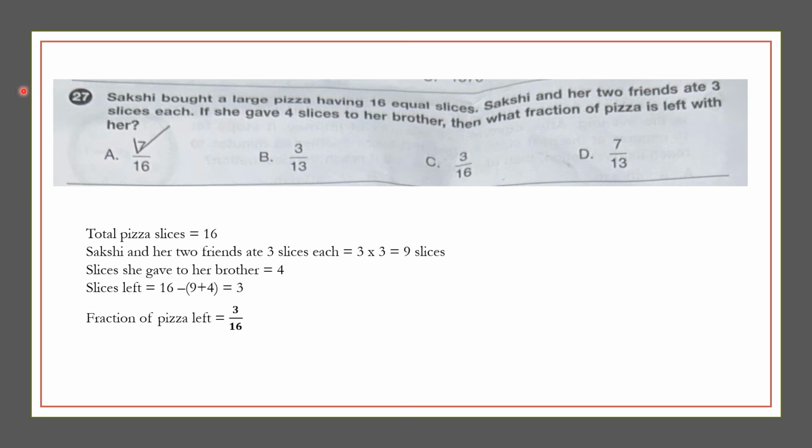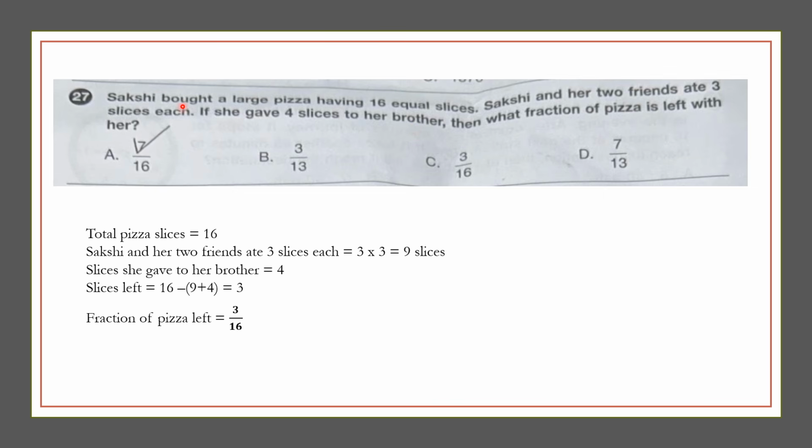Question number 27. Sakshi bought a large pizza having 16 equal slices. Sakshi and her two friends ate 3 slices each. If she gave 4 slices to her brother, then what fraction of the pizza is left with her?